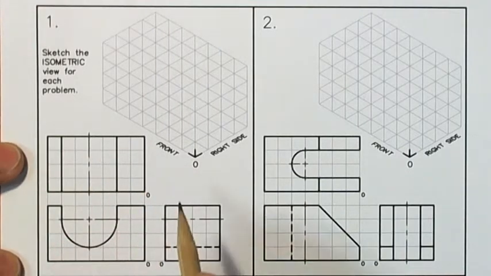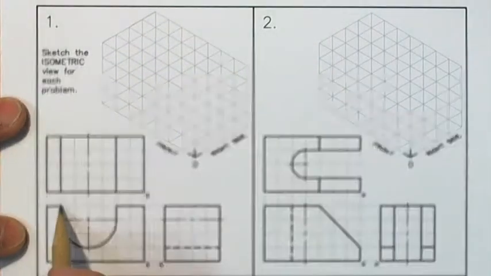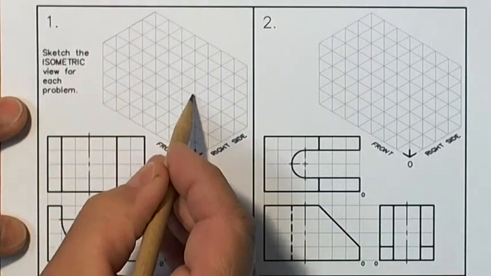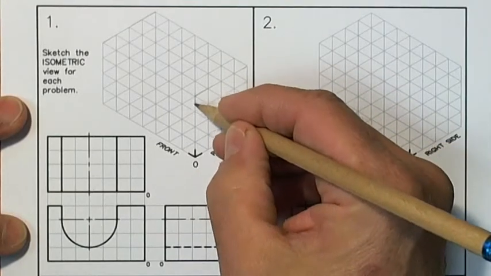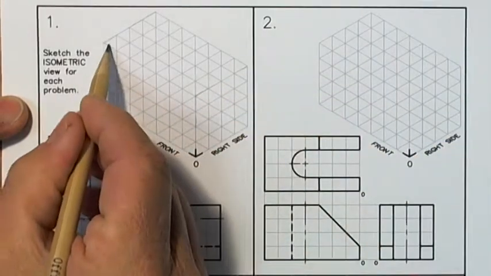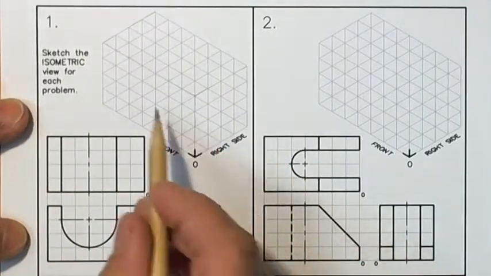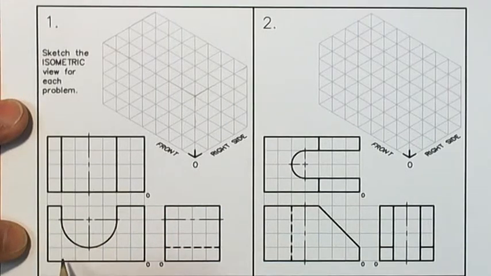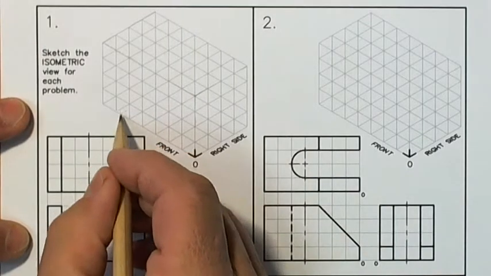So I'll start off and I'll just lightly construct the rectangular prism. 1, 2, 3, 4, 5, 6, 7. And it looks like the orthographic grid matches the isometric grid. Now that the box, if you will, is constructed, I'll locate where the slot appears on the front face. 1, 2, 3, 1, 2, 3.